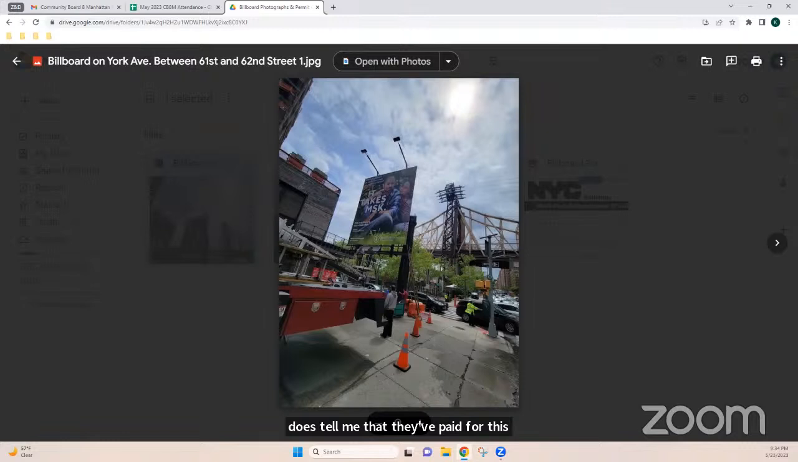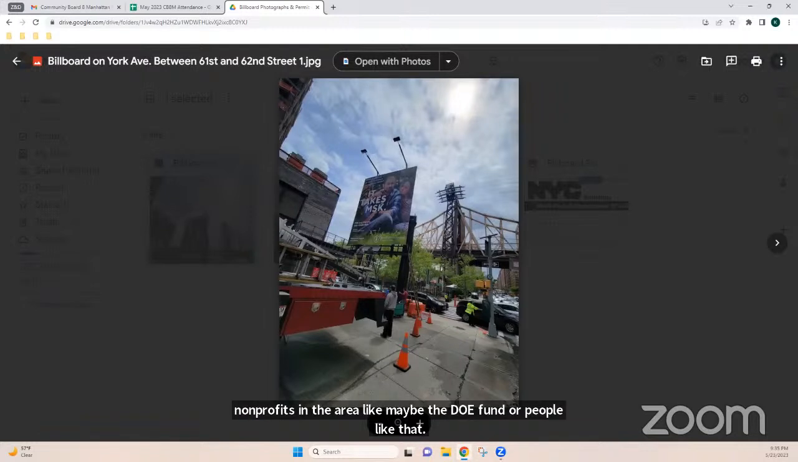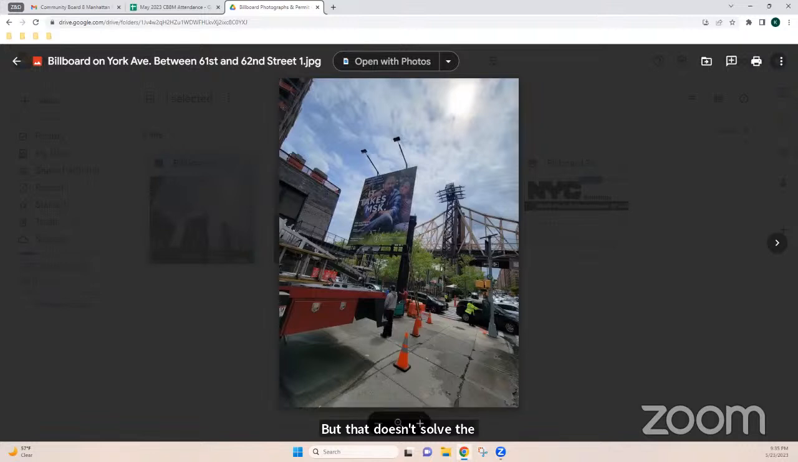And he's willing to give free advertising to other nonprofits in the area, like maybe the Doe Fund or people like that. But that doesn't solve the problem of the big intrusive billboard, which doesn't belong in a residential area. So I don't know what we can do about it, but that's the situation.